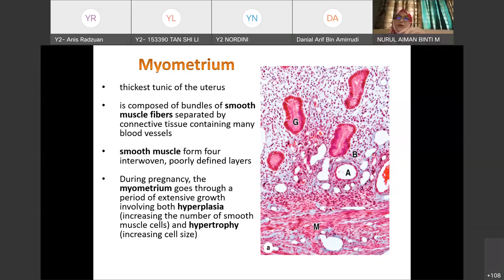You have the uterus in the middle, and the muscle is arranged in ridges like this, so it is interwoven in between. During pregnancy, the myometrium goes through a period of extensive growth involving both hyperplasia, an increase in the number of smooth muscle cells, and hypertrophy, an increase in cell size. The blood vessels also become hypertrophied to increase the blood supply to the uterus and the fetus.